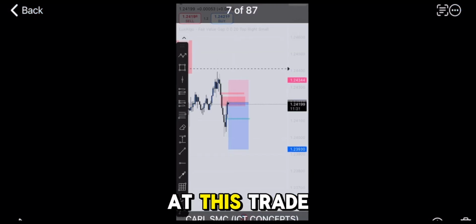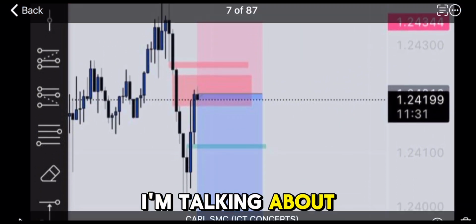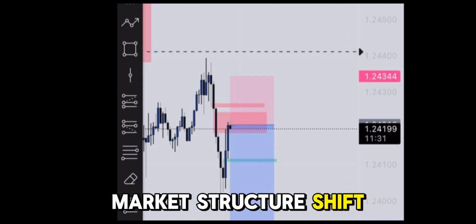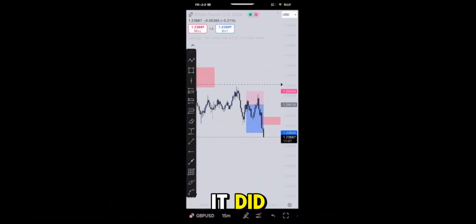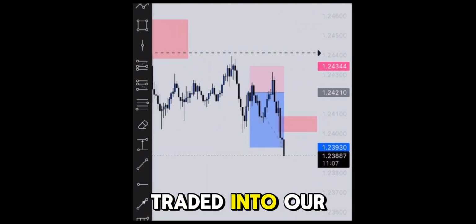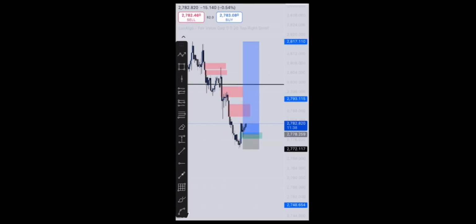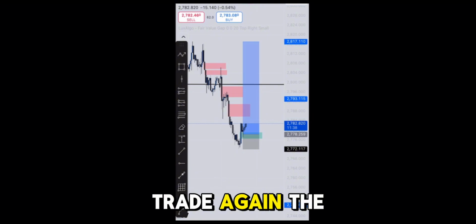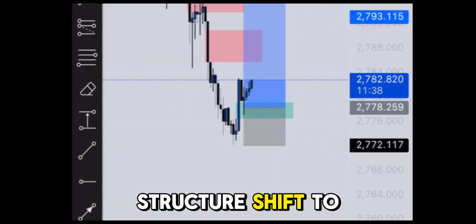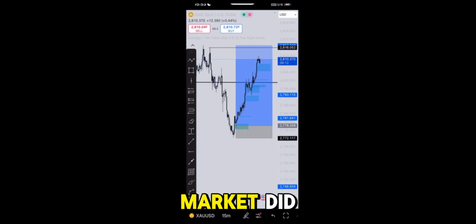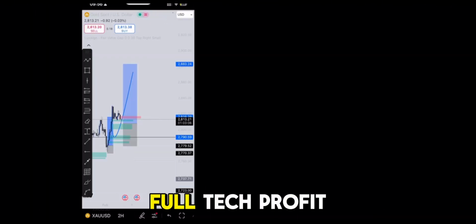If you look at this trade, you guys will actually see what I'm talking about. We're going higher, then with the market structure shift, look at what the market did. The market actually traded into our fair value gap and it dropped, literally giving us a full take profit. Look at this trade again. The market was going lower, with the market structure shift we traded back into a fair value gap, and now the market is going higher. And look at what the market did. It actually ended up hitting the full take profit.